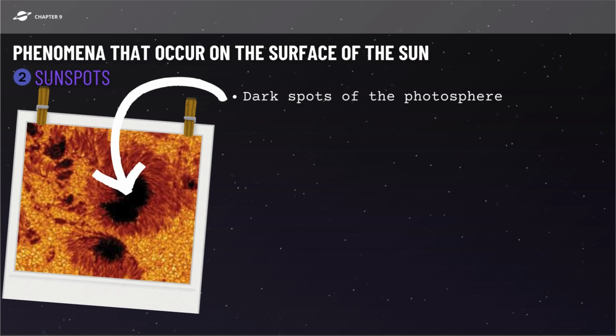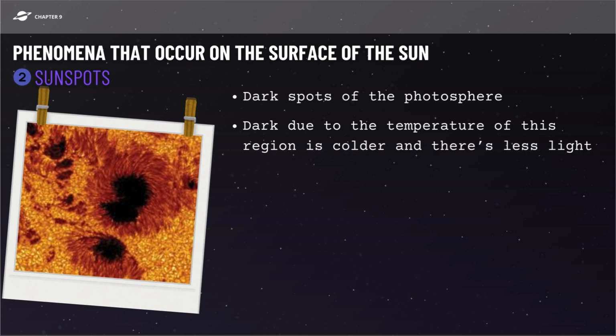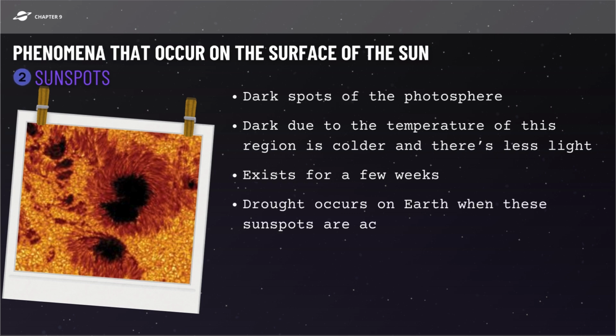Sunspots are dark spots on the photosphere, and they are dark due to the temperature, as this region is colder and there's less light. It exists for a few weeks, and drought occurs on the Earth when these sunspots are active.